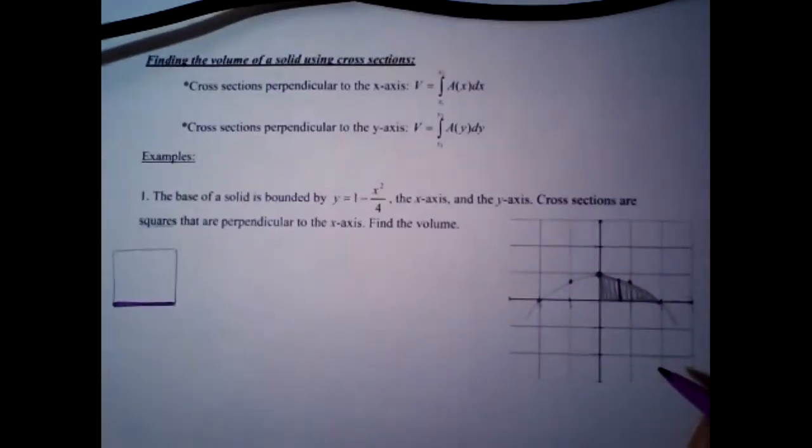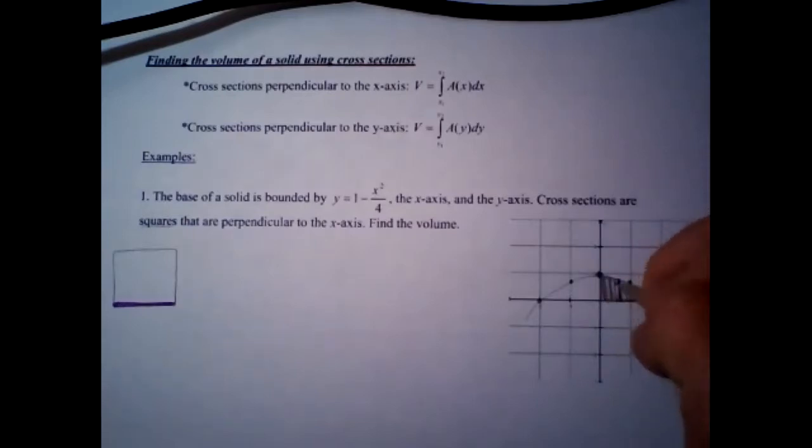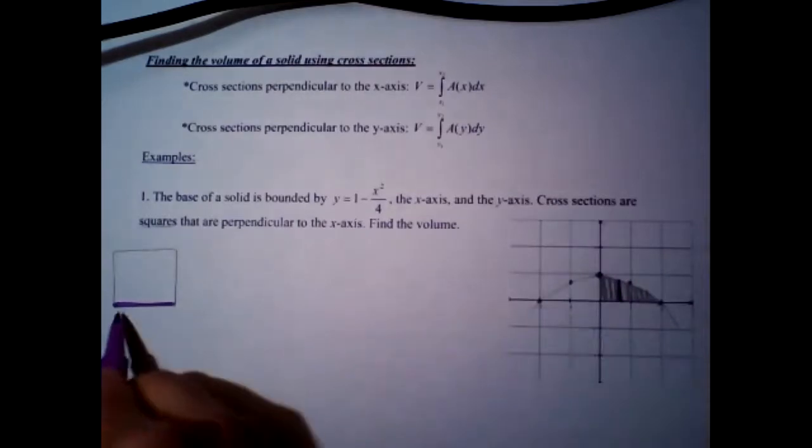Here's what I always get asked. Ms. Cole, why did you draw that right here? It doesn't matter. It's arbitrary. There's an infinite number of them. I could have taken this slice or this one or this one or this one. There's an infinite number of them. It's just that this is going to match up with the base of the shape.